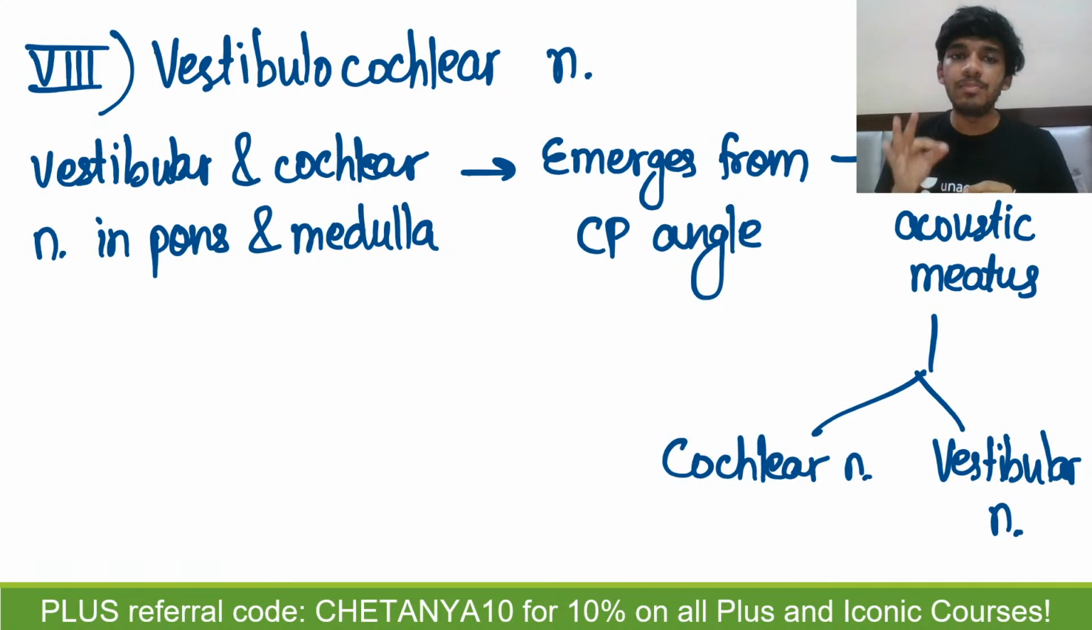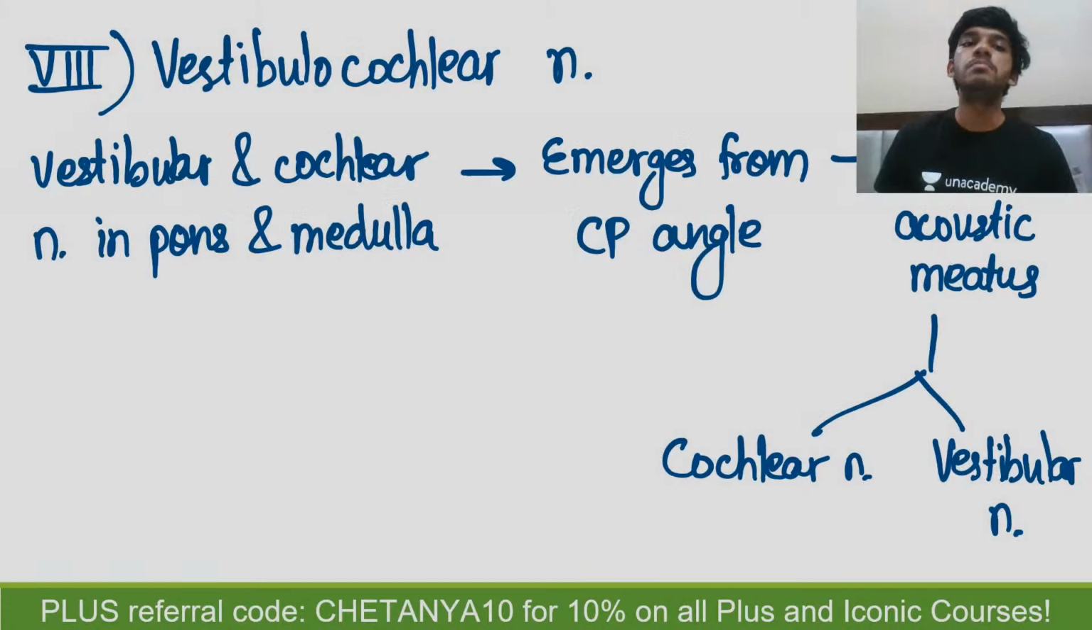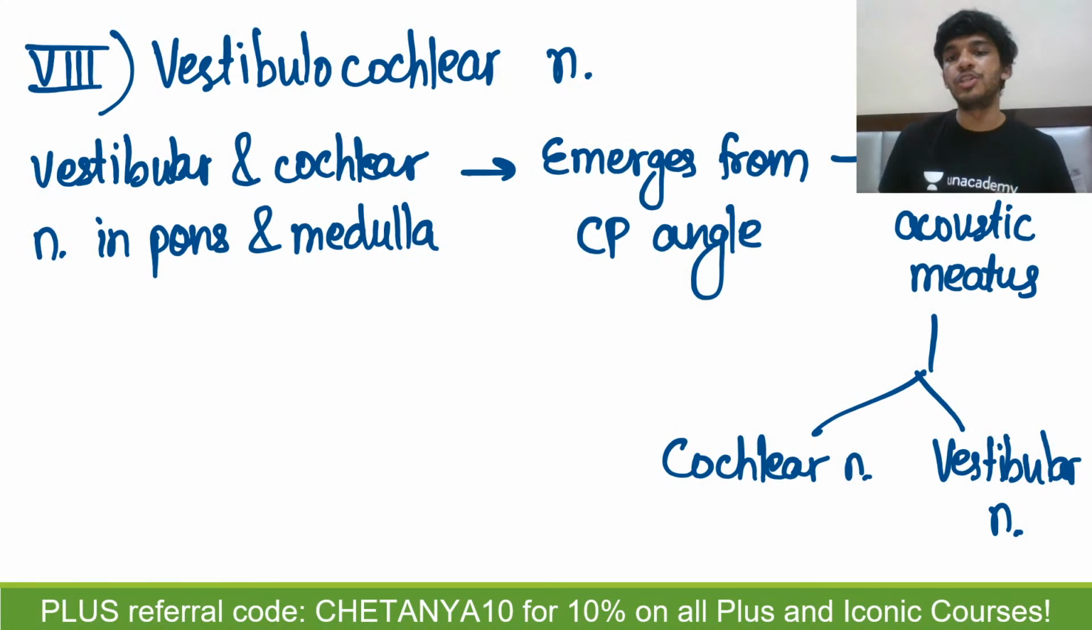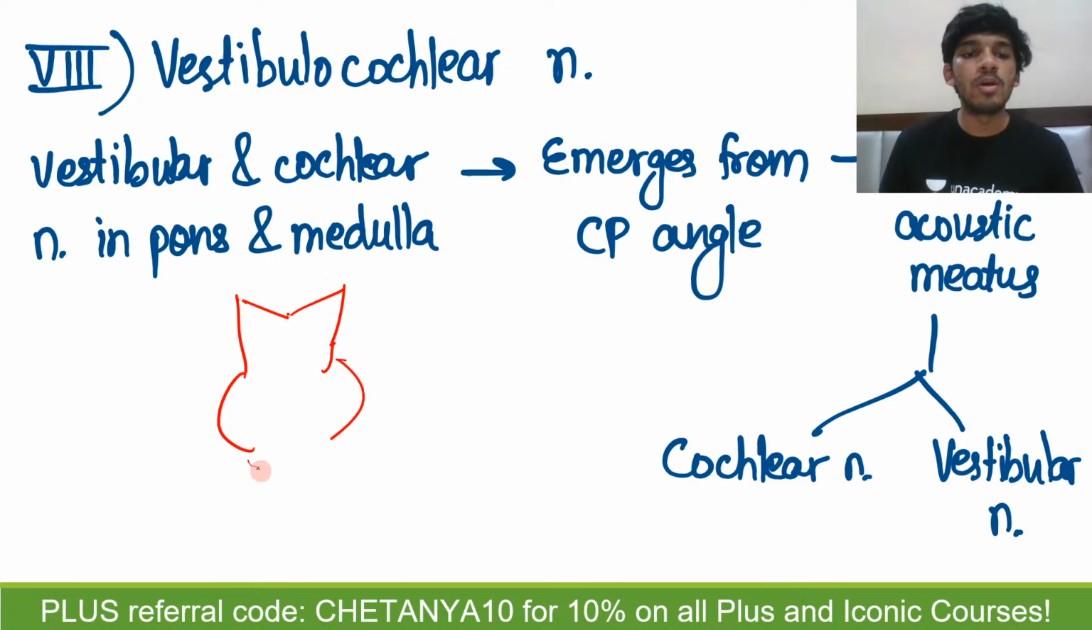Then moving to vestibulocochlear nerve. So the vestibular and the cochlear nerve in the pons and medulla. This is today's topic, so we are starting fresh now. So where do they originate, right? Remember we had drawn the section of the brainstem. This was your midbrain, right, with the interpeduncular fossa. Then you had your pons and you had your medulla. This was your pontomedullary junction.